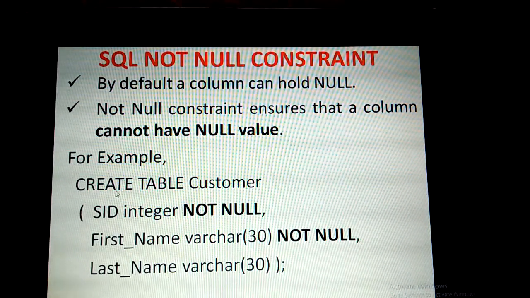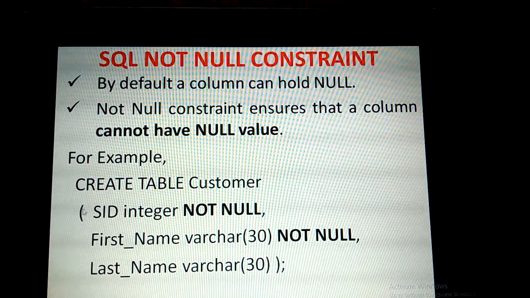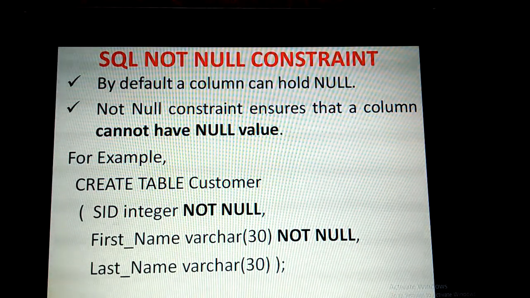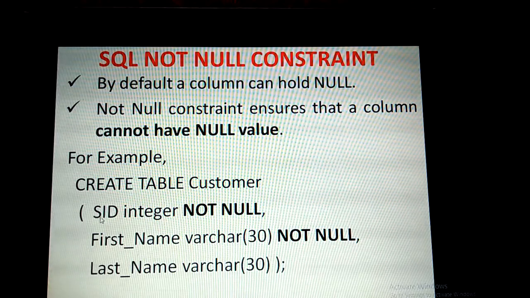So for example, create table customer. This is the command which is used for creating a table. So the create table command, and after that we need to give the table name and an opening parenthesis. You should not use any other operators here, only the parenthesis operator. Then SID, student ID, and then which data type it belongs to. This is the column name, or attribute name, or field name.